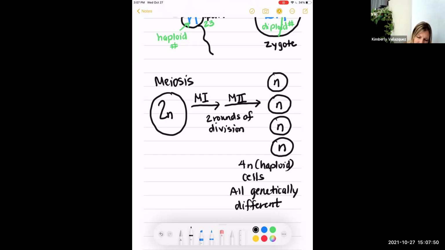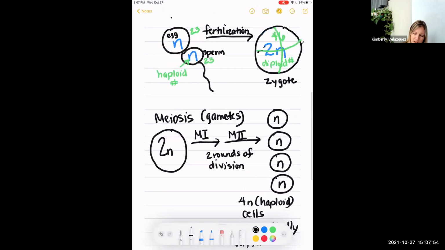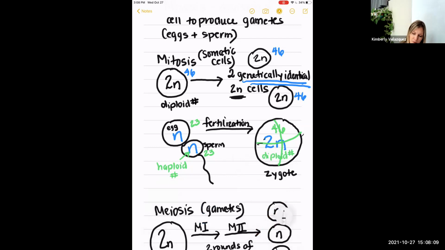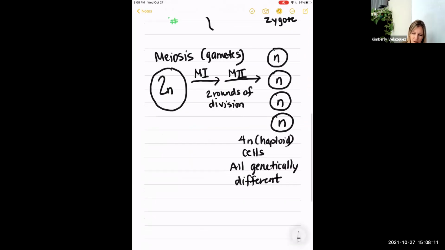Meiosis produces gametes, whereas mitosis produces somatic cells. Two different types of cell division. The processes are similar and a lot of the terms are similar. But because meiosis is going to be a reduction division, the process is going to be a little bit different. Cutting the number of chromosomes in half.